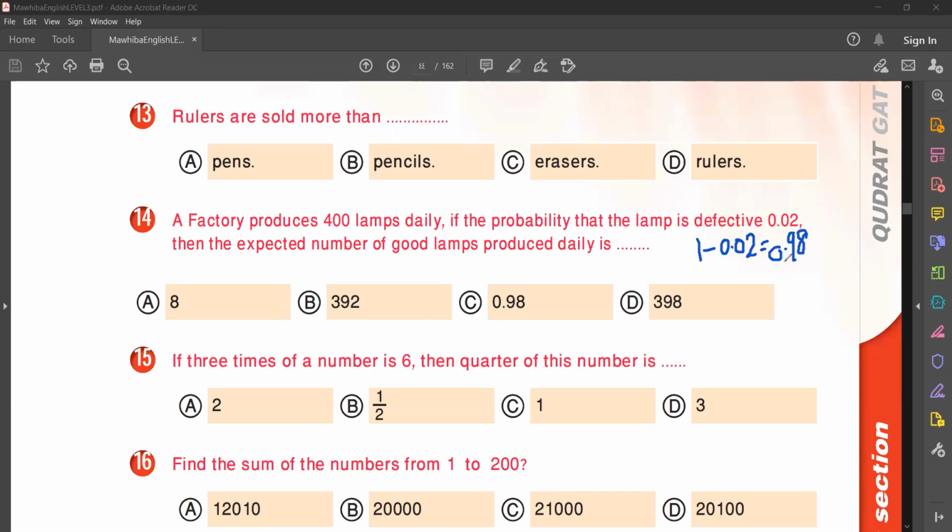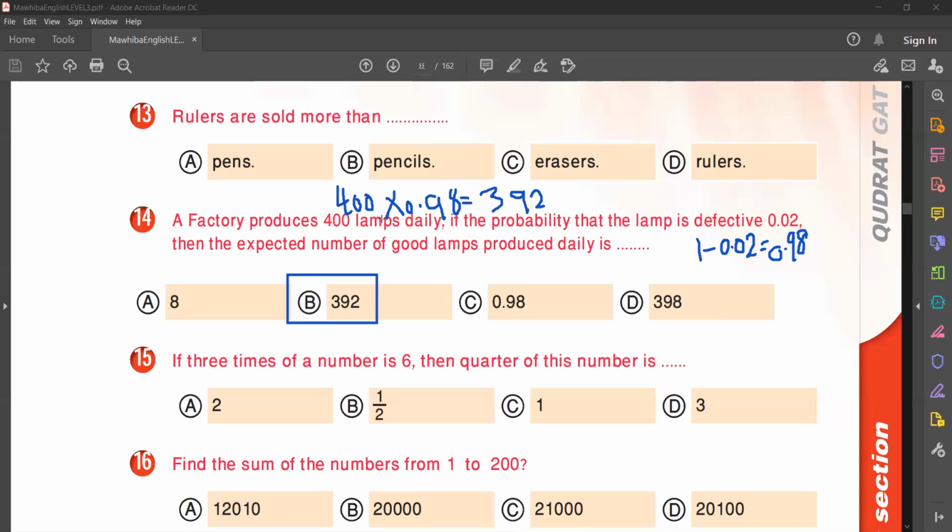Now you multiply 400 by 0.98. Then you get the answer, what is it? 392. So the answer is B, right? The answer is B.